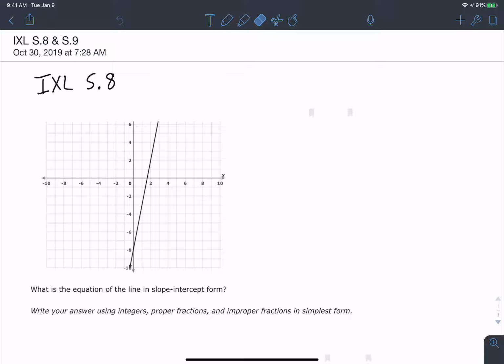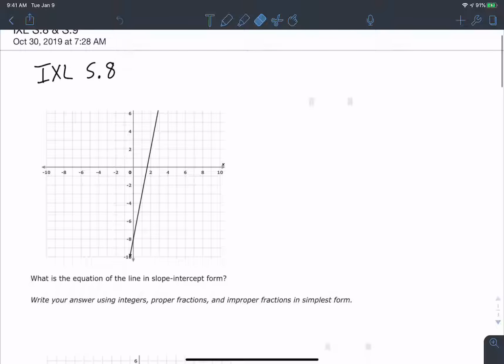All right, so this is going to help you with IXL S.8. They're asking that you look at the graph and then write the equation of the line in slope-intercept form. Remember, slope-intercept form is y equals mx plus b. So the two things you have to identify are the m and the b. Remember, b is your y-intercept, and m is your slope.